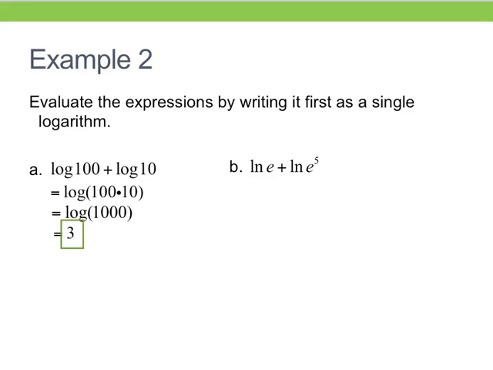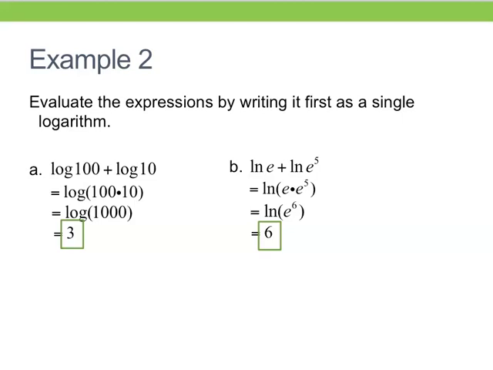Okay, look at the second one here. We have ln of e plus ln of e to the fifth. We'll do something similar. We're going to go ahead and combine it into a single logarithm with natural log. So this is ln of e times e to the fifth. Now that can be combined into e to the sixth. So now you ask yourself, e to what power will give me e to the sixth? And that would be 6.